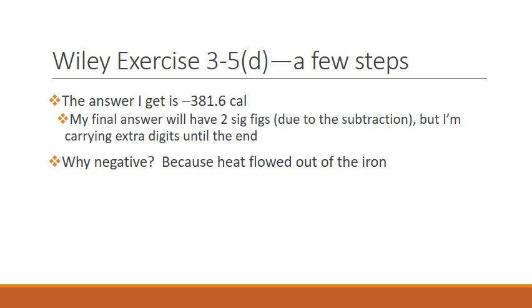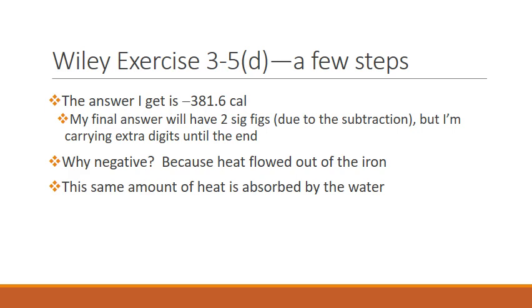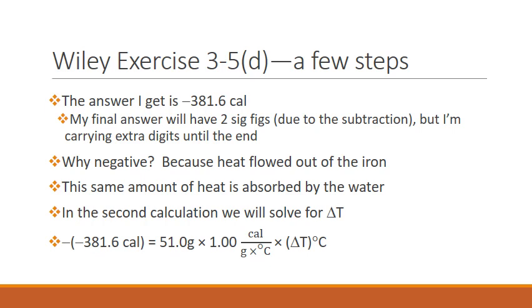So why do we get a negative number? Because heat flowed out of the iron. That makes sense. This same amount of heat is absorbed by the water. So now we're going to solve for delta T in the second part of the problem using this amount of heat, the mass of water and water's specific heat. We put a negative sign because heat lost equals negative heat gained. 51.0 grams of water, 1 calorie per gram degree C, and we solve for delta T. That's our unknown. Our units will work out.